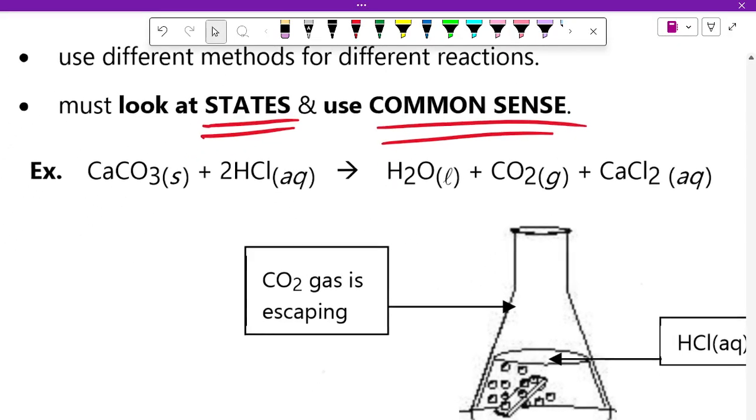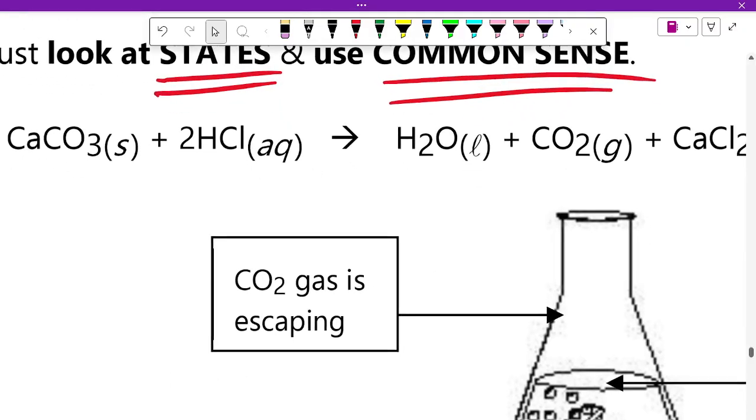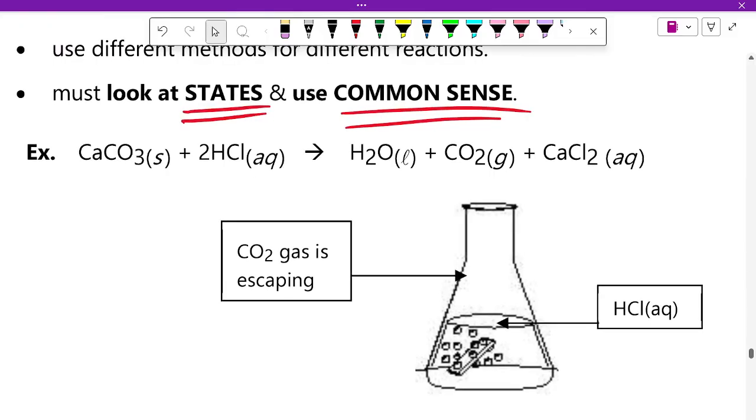So we have a reaction here. We have calcium carbonate solid reacting with hydrochloric acid. And you end up getting H2O plus CO2 plus CaCl2. And this is actually going to come up later in the course. So I'm going to show you how to predict the products of this reaction, because you may or may not know that. You may or may not remember it.